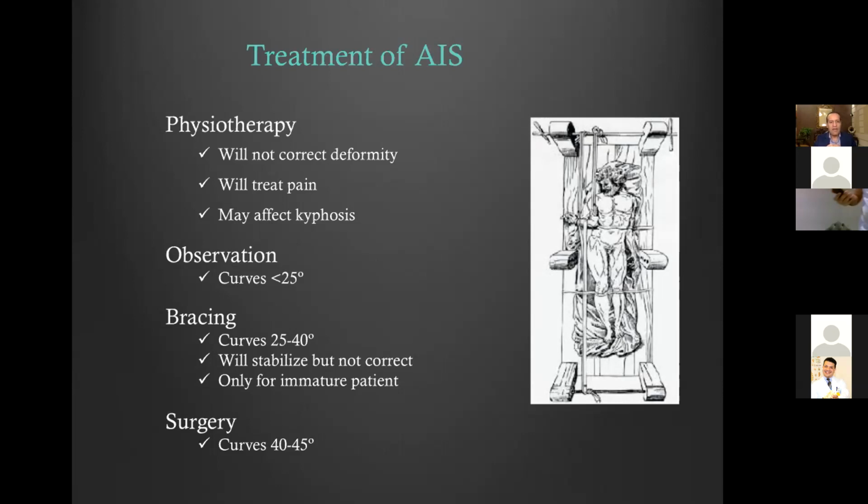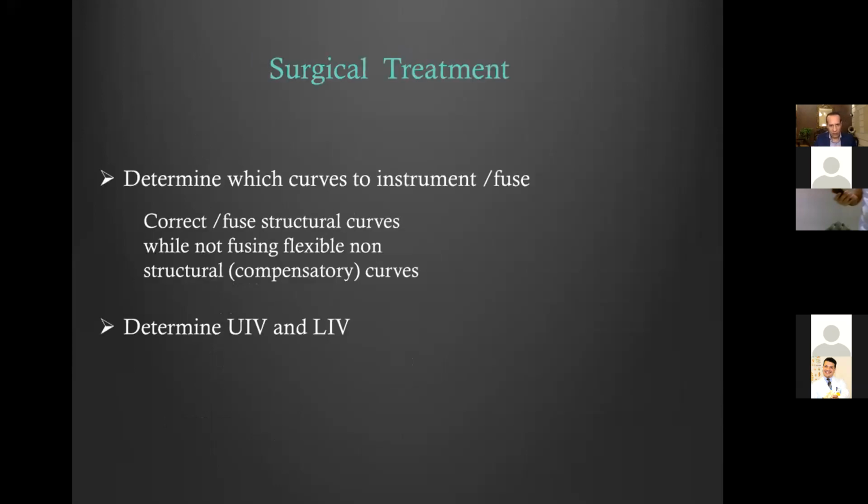And follow-up with us. And bracing is for curves from 25 to 40 degrees, and it will stabilize but not correct the deformity. There are a lot of studies in the literature, but there is no evidence that bracing can correct the deformity, and it's only for immature patients and only for less than 40 degrees. And surgery, as we see in our indications, for any case more than 40 degrees, we have to plan for surgery. And this is our lecture today: how to plan for surgery.